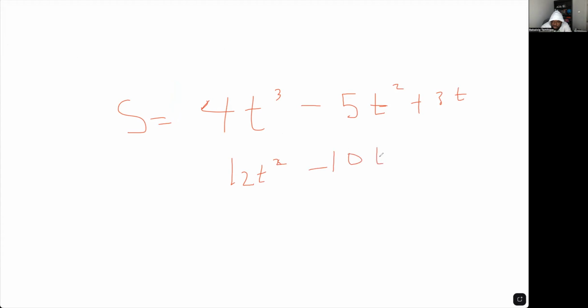Now for distance. If you have distance equal to 4t cubed minus 5t squared plus 3t, that gives you 12t squared minus 10t plus 3. That is going to be the velocity. So when you differentiate distance, it gives you velocity. When you differentiate velocity, it gives you acceleration. So it's very easy on that part.